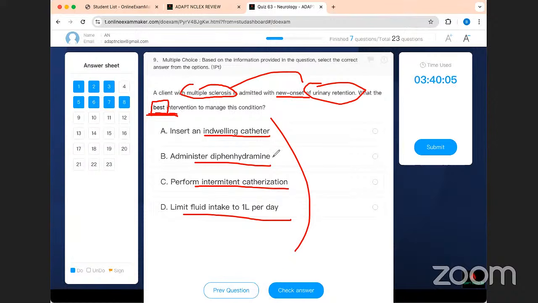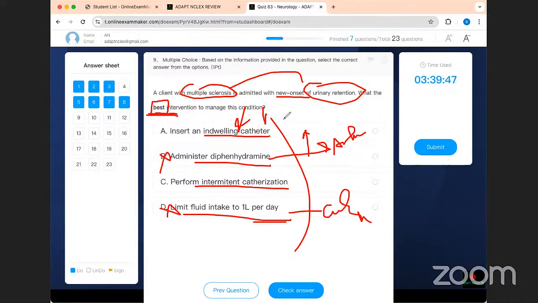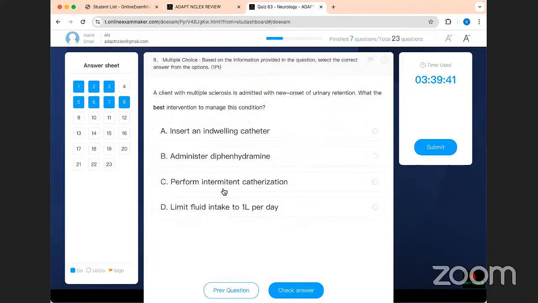If you give them diphenhydramine, which is an anticholinergic, it causes more urinary retention, a bad problem. You should not limit their fluid intake because they're going to get constipation already, right? If you leave the catheter in, you get infection. So intermittent catheterization is much better.